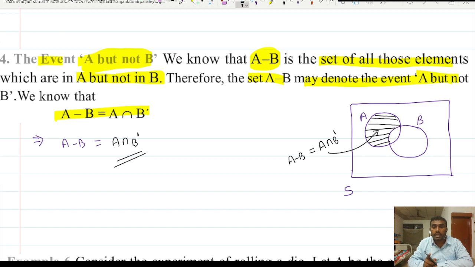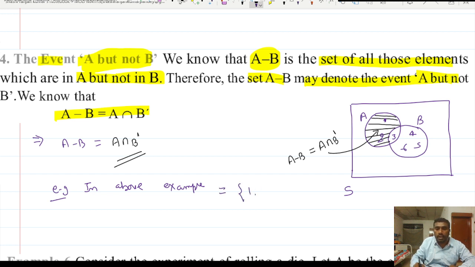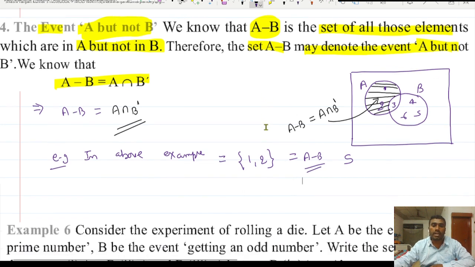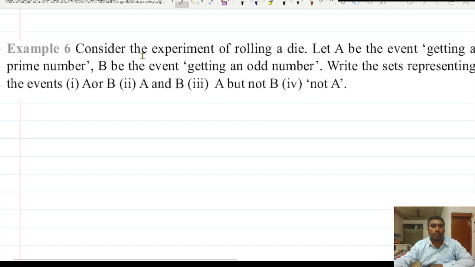If I say in the above example, let us write here. In the above example, what is the situation? See, there is 1 2 here, 3 here, 4 5 and 6. So here the answer will be what? Only 1 and 2. What is A minus B? Actually 1 and 2 only. If you write A minus B, that is your 1 and 2 only. So hopefully this part is clear to you. Let us take one question here.